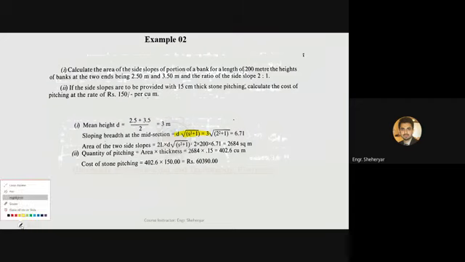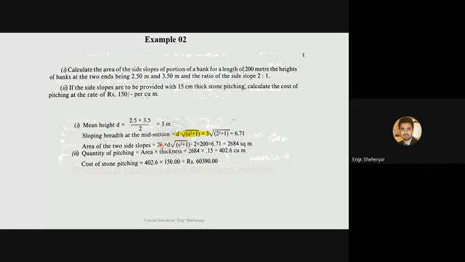This is the same which I have derived now. So the sloping breadth, or the hypotenuse, is equal to D into under the root S square plus 1. You have to calculate the sloping breadth. This will come to be 6.71.